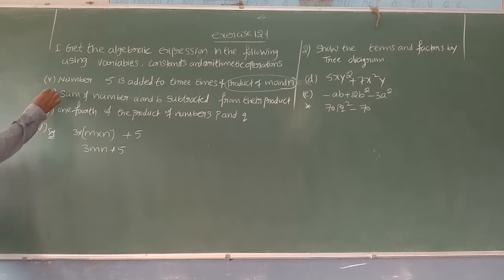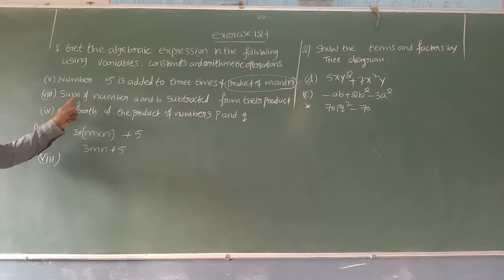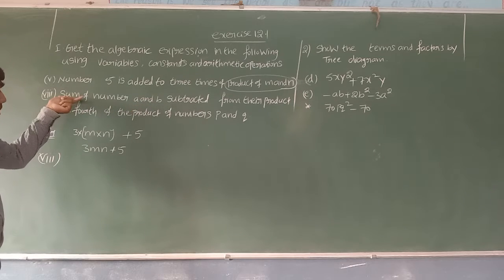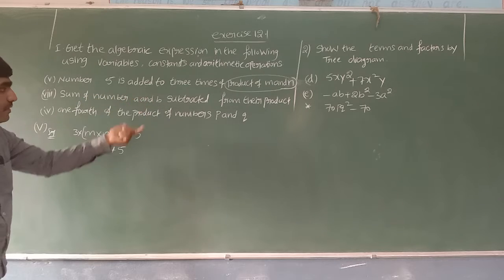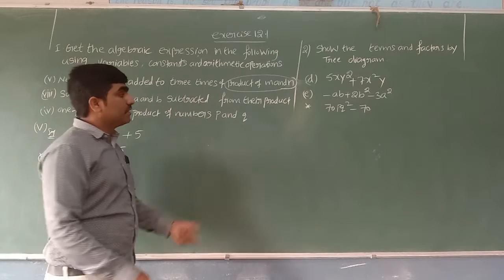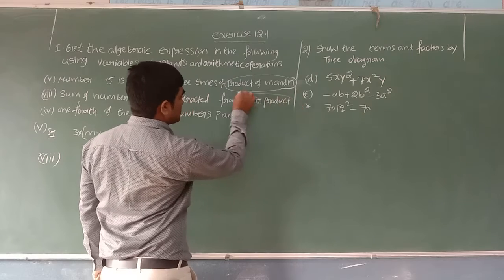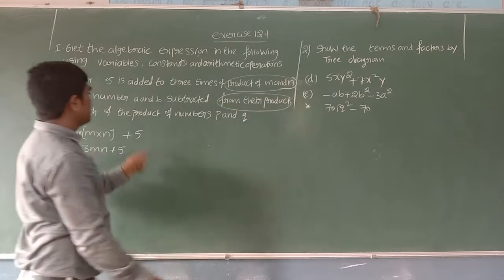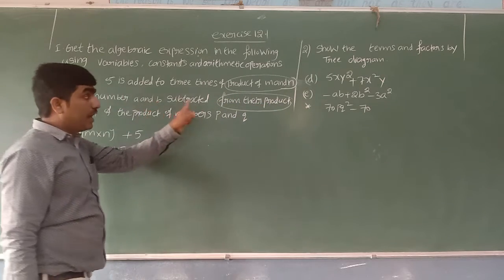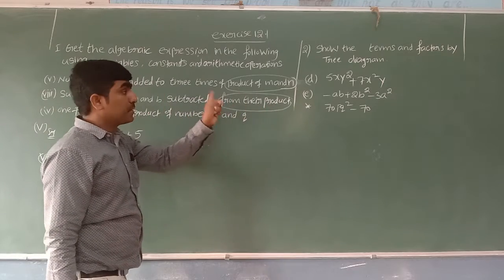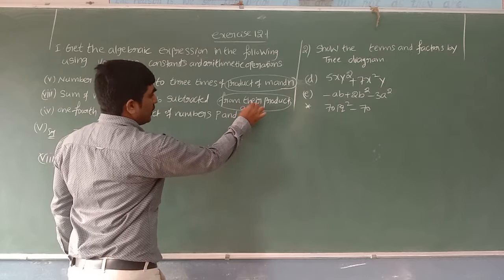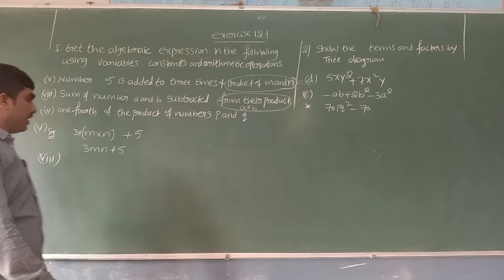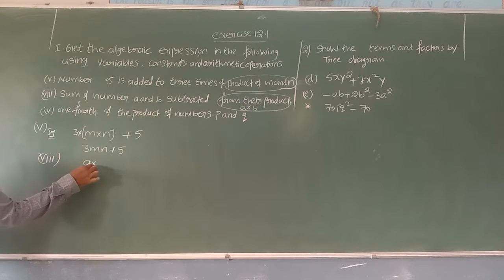Now let's see the 8th bit. Sum of the numbers a and b. The word sum is nothing but addition, addition of a and b, I mean a plus b. And this is subtracted from their product. It will come in brackets always. Whose product? The product of a and b. It means multiplication of a and b, a into b.